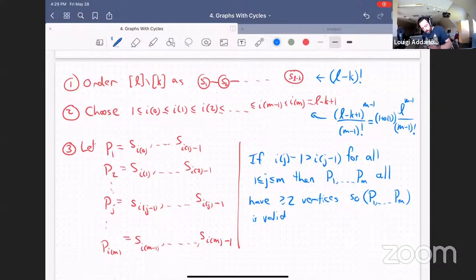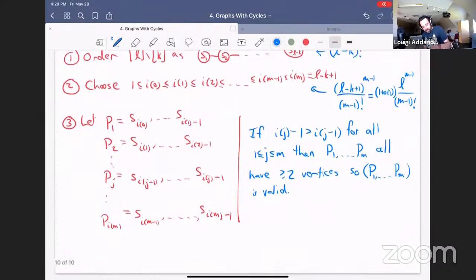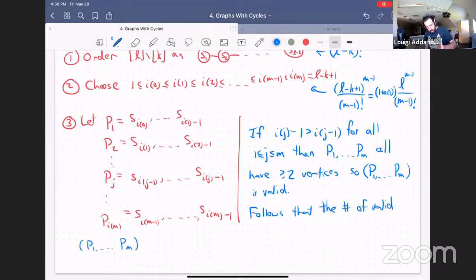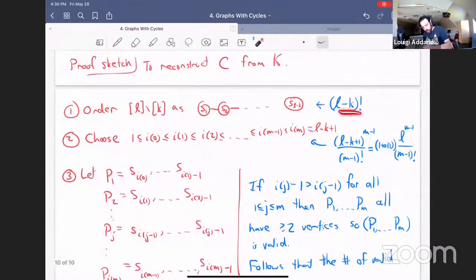And so choices of I1 up to Im minus 1 with this property, that the gap between Ij minus 1 and Ij is at least 2 for all j, dominate the total number of possibilities. So it follows that the number of valid P1 up to Pm is just 1 plus little o of 1 times the product of these terms up here.